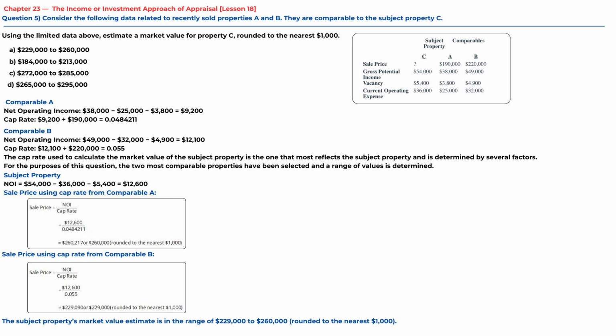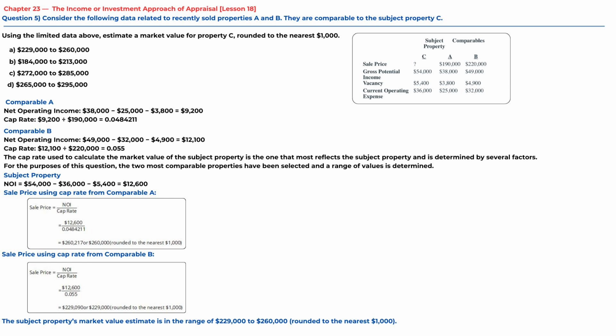Sale price using cap rate from comparable A. Sale price equals net operating income divided by cap rate equals $12,600 divided by 0.0484211 equals $260,217 or $260,000, rounded to the nearest $1,000.